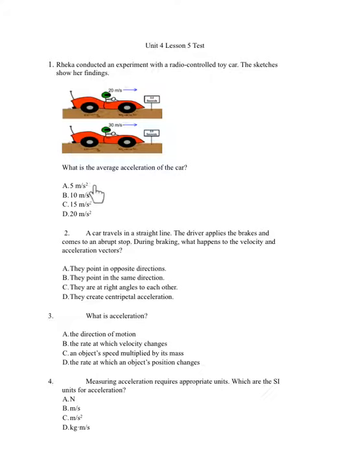A. 5 meters per second squared. B. 10 meters per second squared. C. 15 meters per second squared. D. 20 meters per second squared.